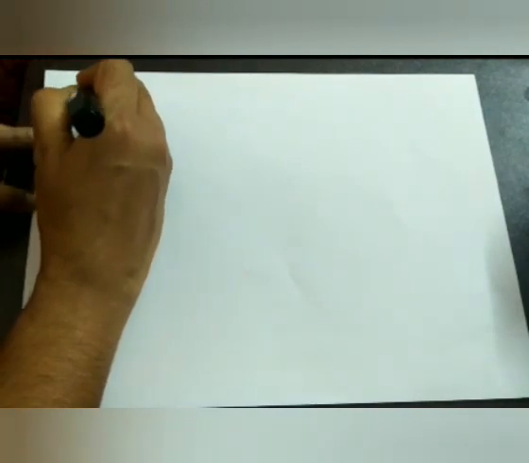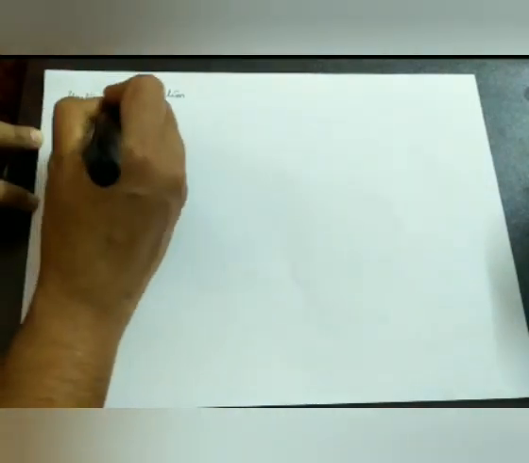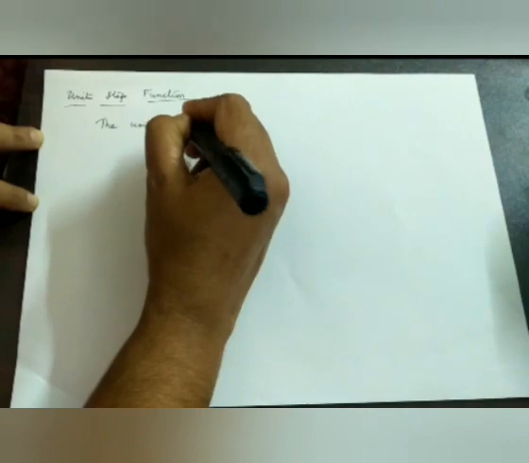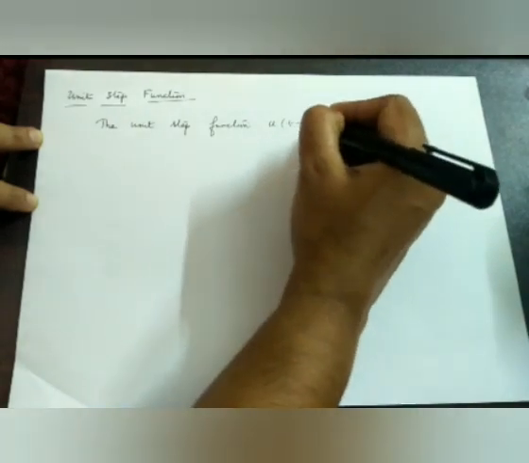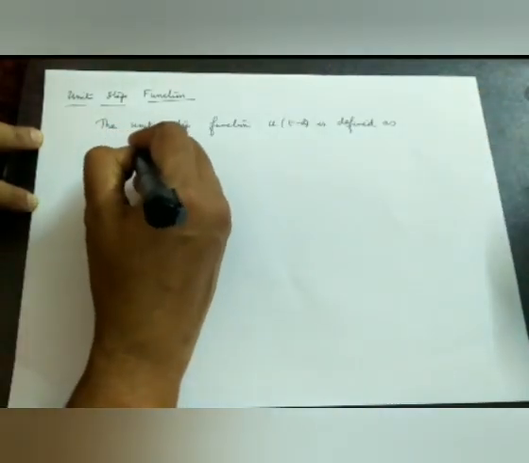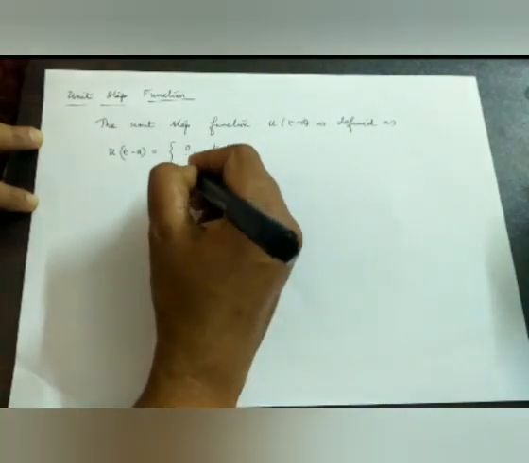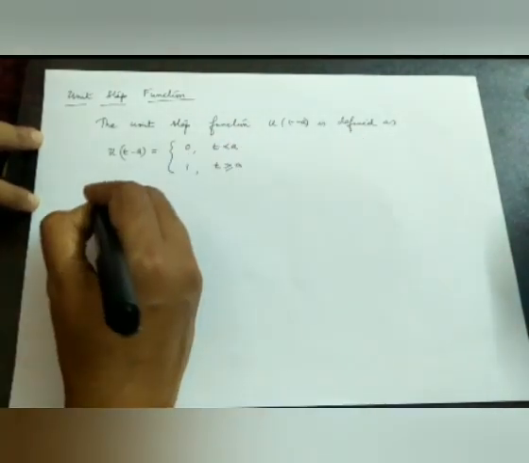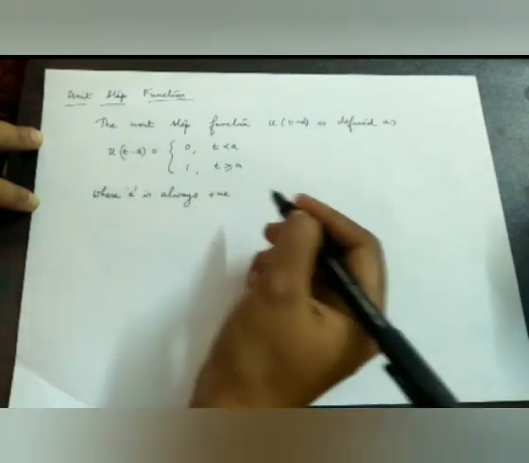Unit step function. The unit step function u of t minus a is defined as u of t minus a equal to 0 when t is less than a, and equal to 1 if t is greater than or equal to a, where this a is always positive. This is the definition for the unit step function.